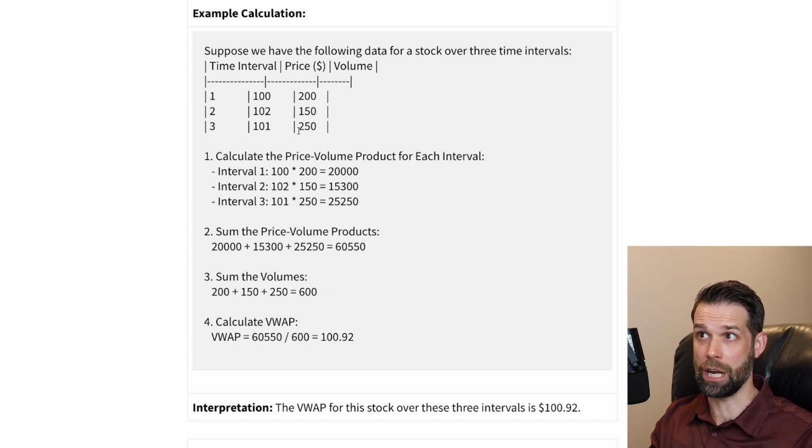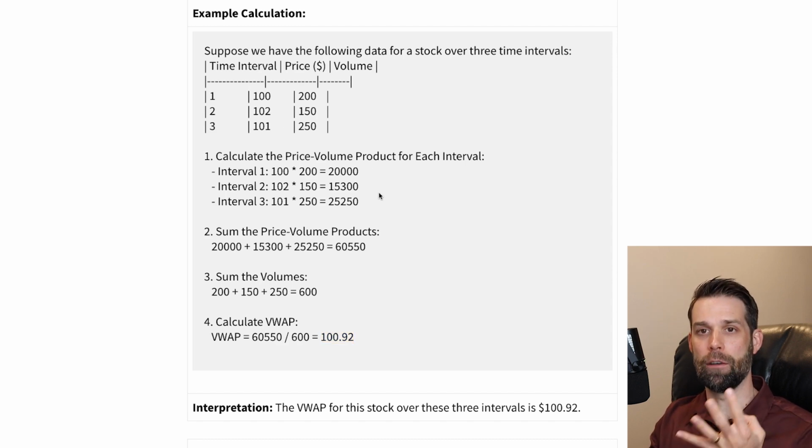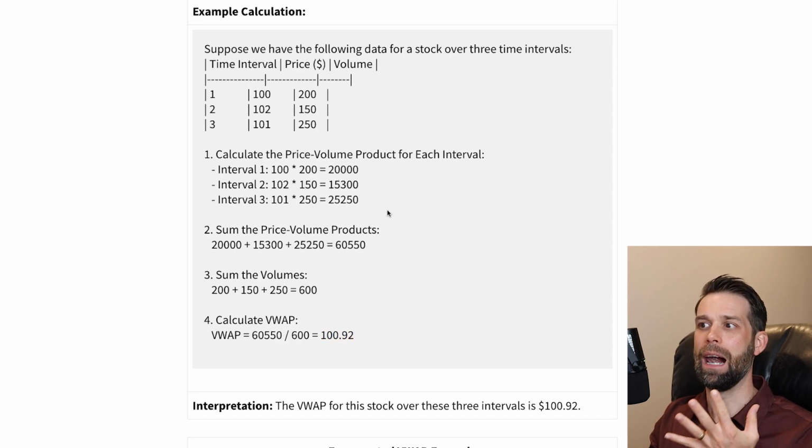So 600 shares total were traded throughout those intervals. And then here you get a volume weighted average price of $100.92. So that's the average based on the trades that were happening, where the volume of each trade at the specific prices is taken into effect. And that's what the VWAP gives you.